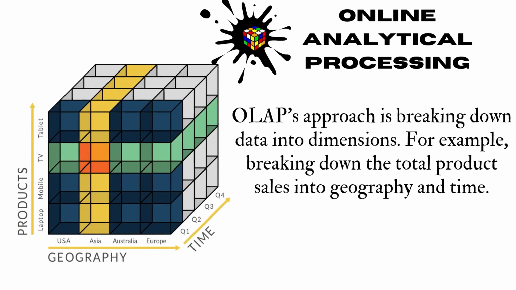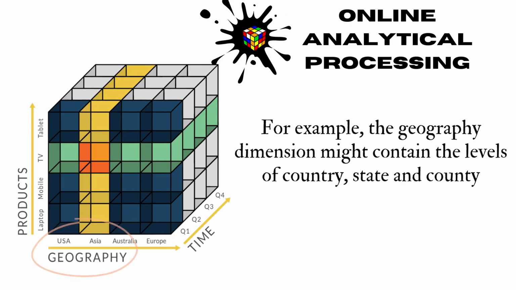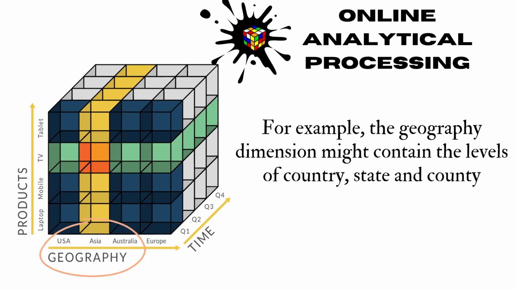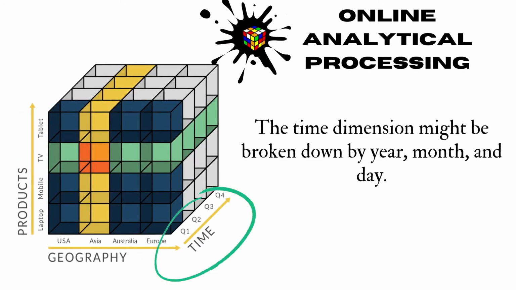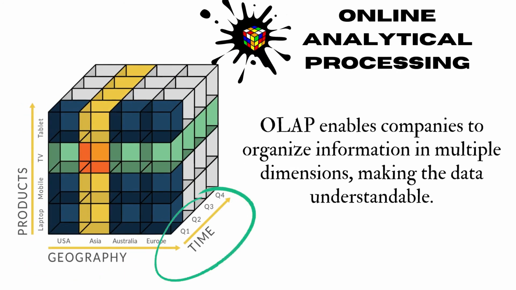OLAP's biggest value lies in its multidimensional approach to organizing and analyzing data. OLAP breaks down data into dimensions. For example, total sales might be broken down into dimensions such as geography and time. The geography dimension might contain the levels of country, state, and county, while the time dimension might be broken down by year, month, and day. Thus, OLAP in a data warehouse enables companies to organize information in multiple dimensions, which makes it easy for businesses to understand and use data.